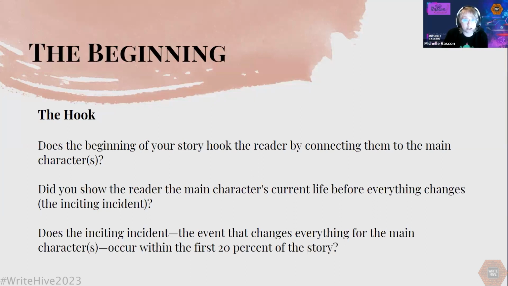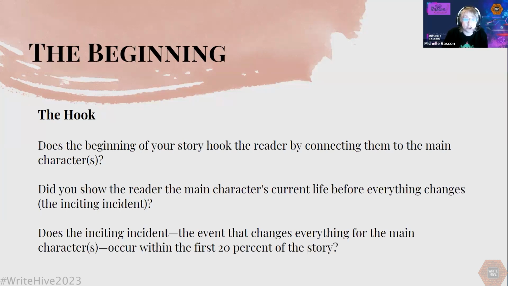If you're self-publishing, most authors use Amazon. So there's that little section on Amazon that reads the beginning of this story. So again, you want to make sure you're really hooking the reader. When you read the beginning of your story, these are the questions that you should ask yourself. Does it hook the reader? The way that you hook the reader is by connecting them to the main characters.